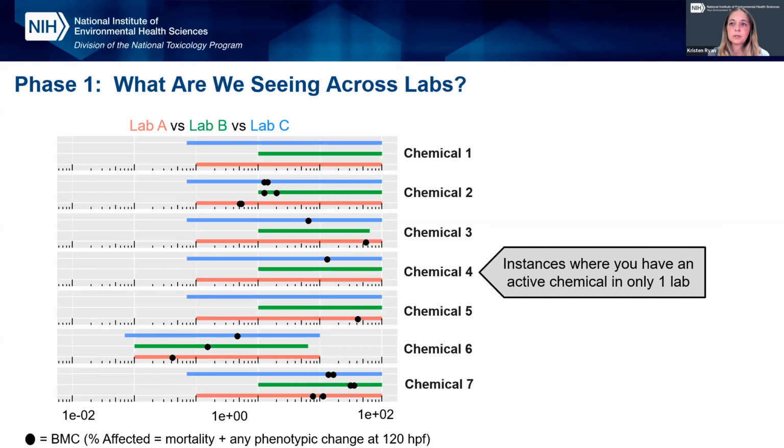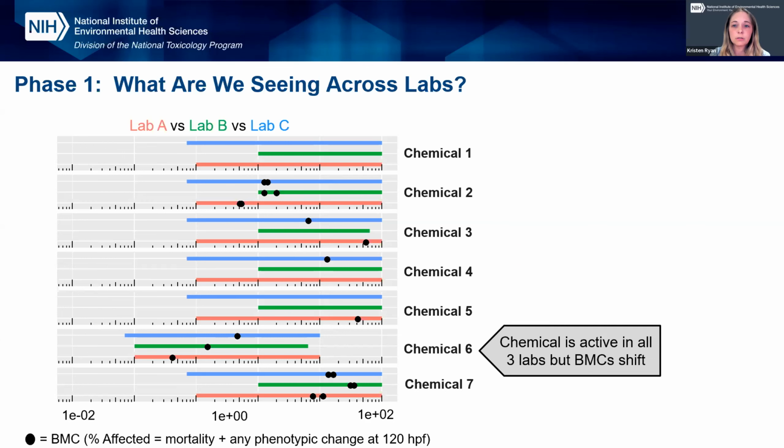There were some cases where you have an active chemical only in one lab, or perhaps a case where you have a chemical active in all 3 labs, but that BMC shifts. And so you can ask questions, why might that be? Is it something special about their protocol?